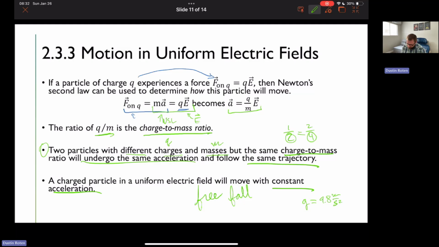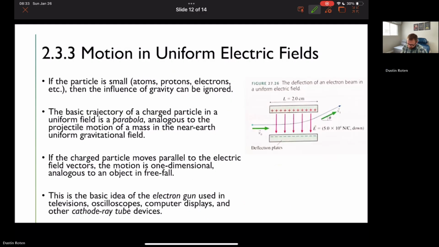So you can think of a uniform electric field sort of like a body in free fall with this constant accelerating force. It's not gravity. These particles are so small, we don't worry about gravity. So we're just going to think about the electric field as sort of like this different kind of gravitational field that's going to move these particles. But it's important to remember this is a uniform electric field that we're talking about. Again, for small things like atoms, protons, electrons, you can ignore the influence of gravity. You don't have to include that when you're doing problems and things like that.